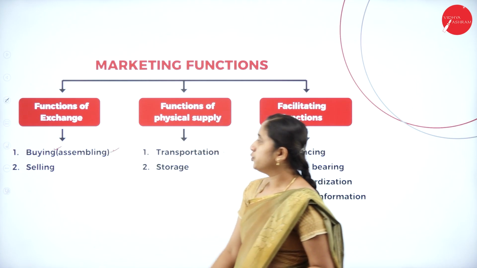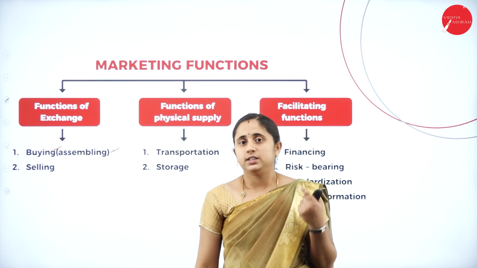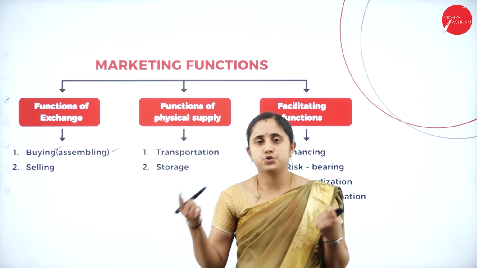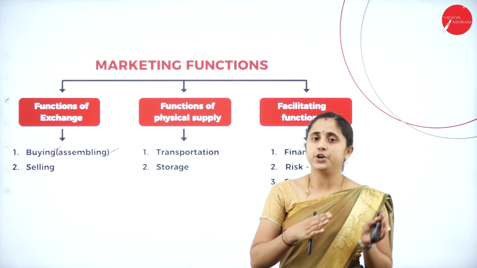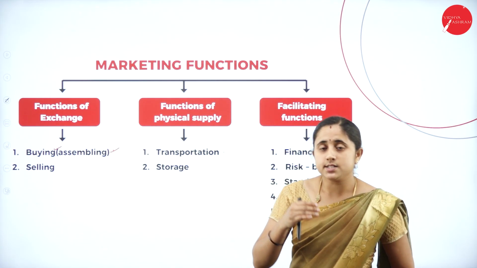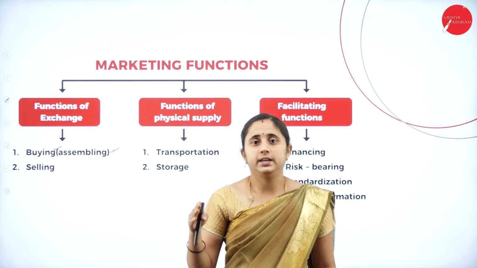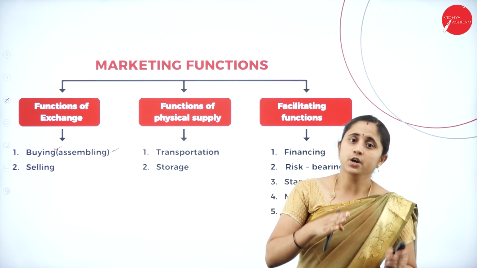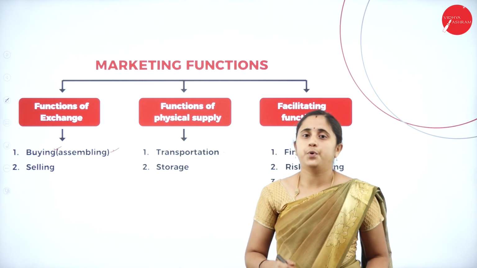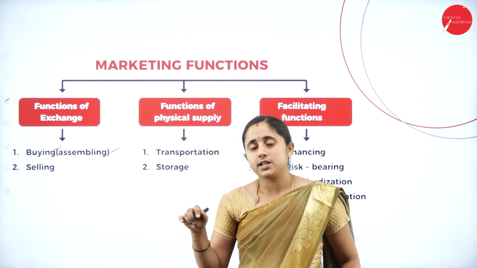After purchasing, you need to assemble all the purchased goods. For the manufacturer, who purchases raw material in order to convert it into finished goods, you need to assemble all the raw materials in such a way that it helps you to produce your goods easily. It helps in transferring your raw material to your production place. So, assembling is an important function. It facilitates your marketing activity.